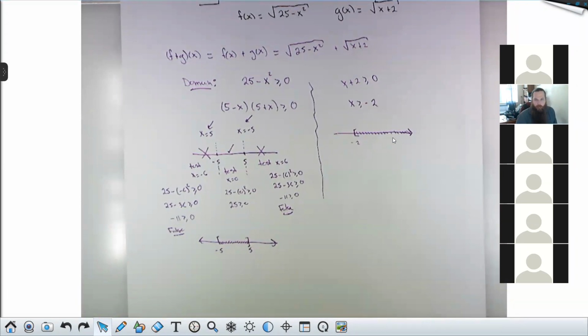All right. I want to pause for a minute and ask, is everybody comfy with where we're getting each of these two little individual domains? Yes. I'm confused on why you plugged in 6 and -6.